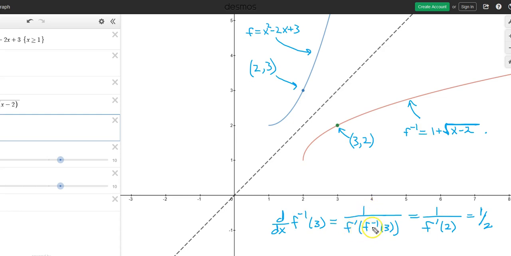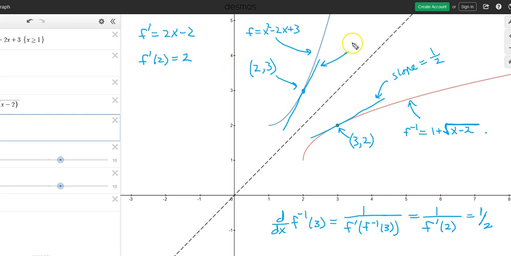And so working through our example, we found that the derivative of f inverse of 3 was 1 over f prime of f inverse of 3, and that turned out to be 1/2. Okay, so the slope of this line right here, the tangent line right here, that slope is 1/2. And the slope of this tangent line right here, well, if I take the derivative of this function, f prime, of course that's 2x minus 2, and I evaluate f prime of 2, I get back 2. So the slope of this line right here is 2.